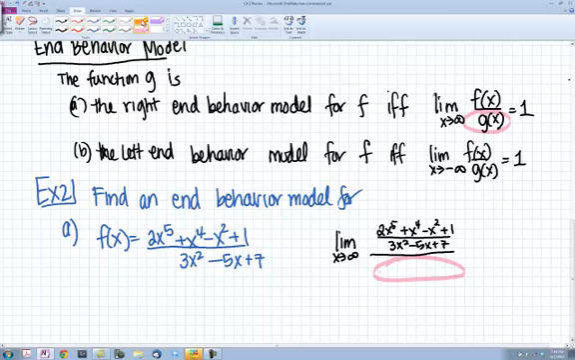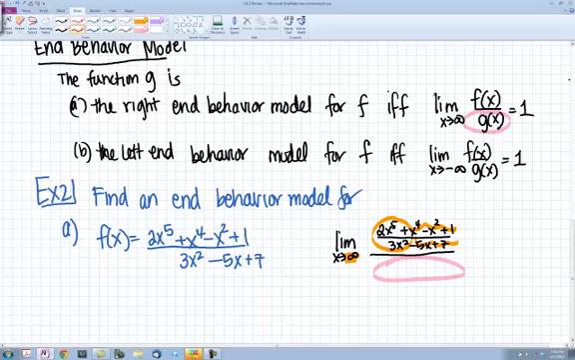Now if we just focus on the top part of this fraction, when you're evaluating the limit as x approaches infinity, which parts of this polynomial do we actually look at? You guys know? We don't actually look at the lower powered ones. We only focus on the higher powered ones. So we're only going to look at 2x to the 5th over 3x squared.